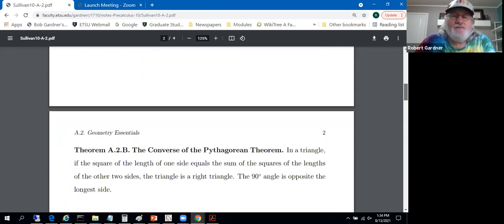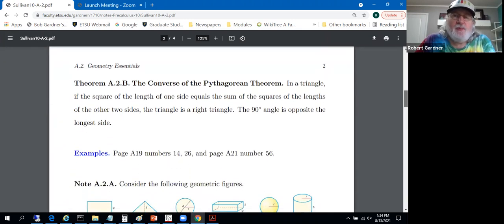In fact, the converse of the Pythagorean theorem also holds. I'll state that as a separate result. It says in a triangle, if the square of the length of one of the sides equals the sum of the squares of the lengths of the other two sides, then the triangle is a right triangle. So this allows you to conclude the triangle is a right triangle, provided a squared plus b squared equals c squared for some choice of a, b, and c in the given triangle.